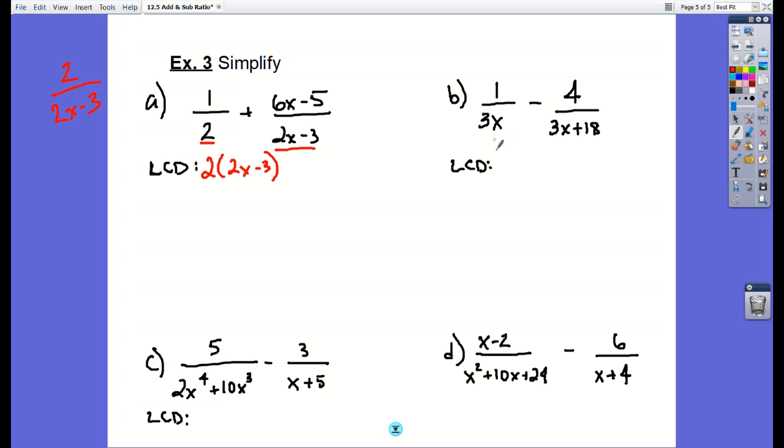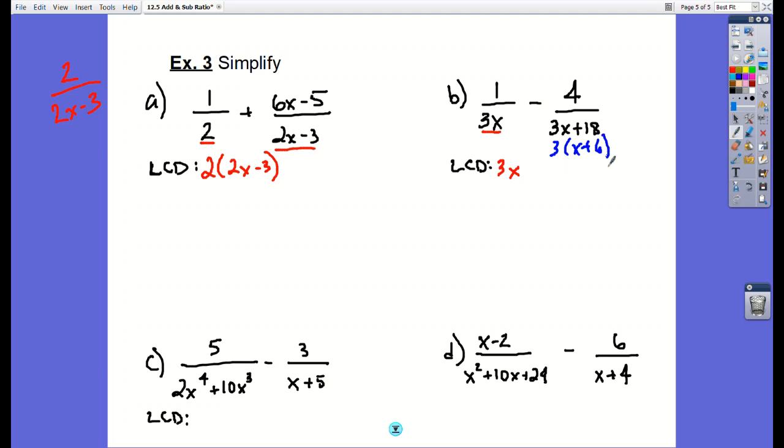In part B, though, they do have something in common. So our least common denominator, if we're thinking about different factors, we know it's going to have a 3x. But this right side, somebody factor this right side for us, because it is factorable, right? 3 times.